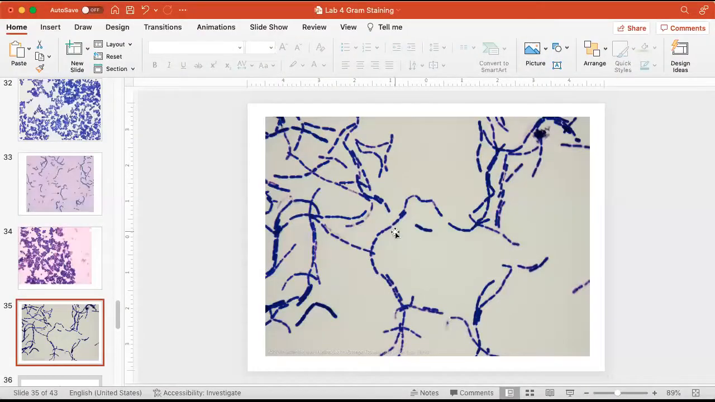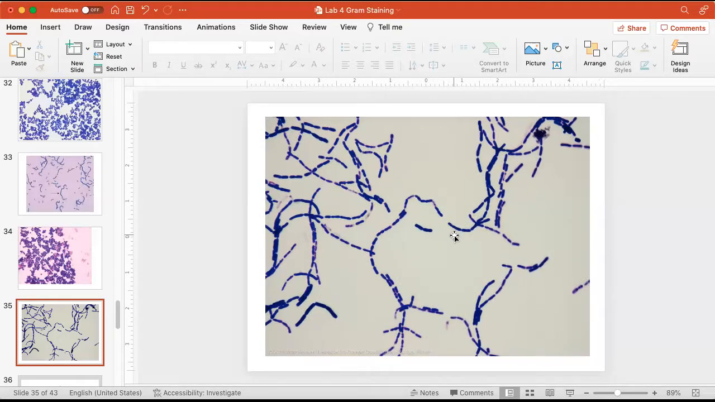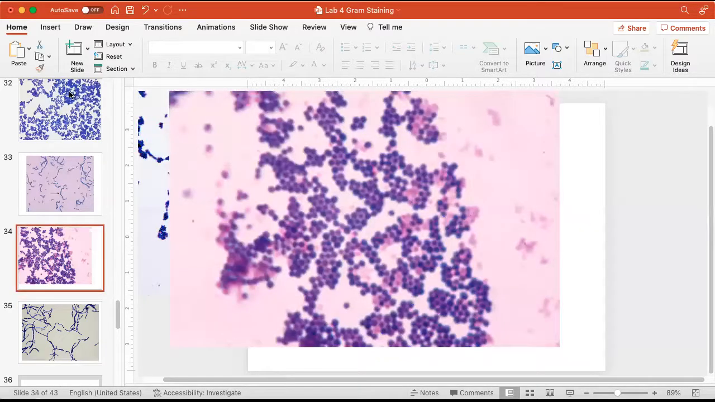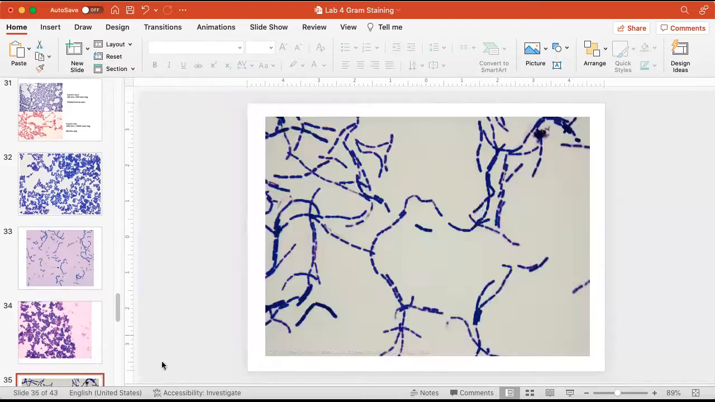We're under the 100x lens here, I believe. I'm not under 40 here, am I? Hold on, let me double check. No, I am under 40. This is a 40x. And look at how clearly you can see these rods, right? We're under the 40x lens. Do you remember I showed you these cocci are under the 40x lens? These rods are under the 40x lens.